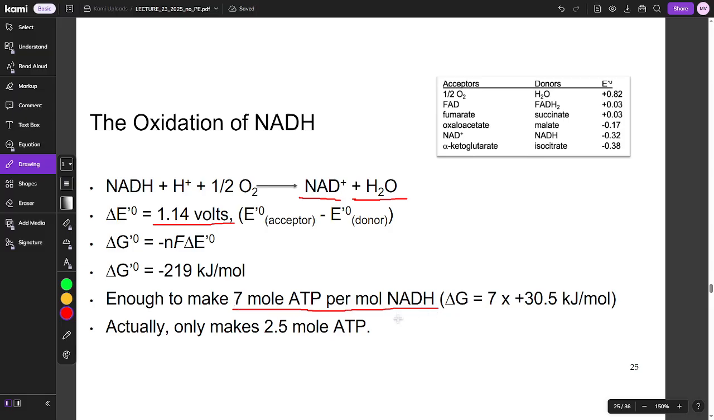And I say that because we know that the amount of energy required to make an ATP is around 31 kilojoules. If you just take this 220 and divide it by 30, it's around 7, right? But the thing is that one NADH only makes 2.5 moles of ATP. So what gives there? Why is it not making 7?